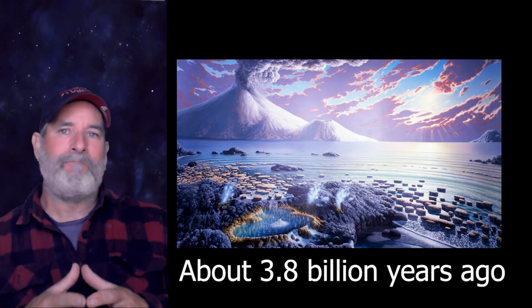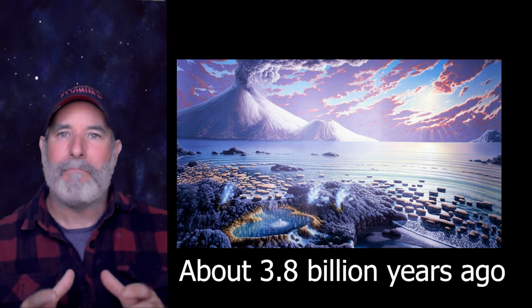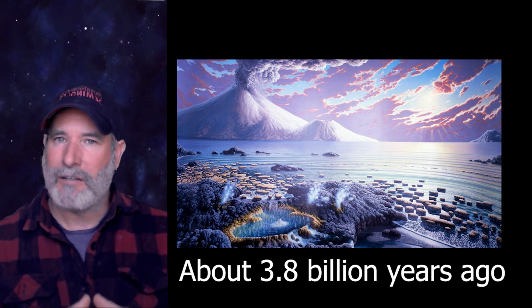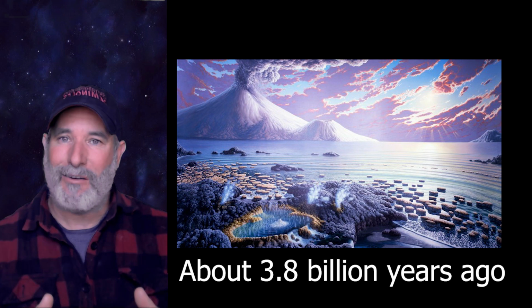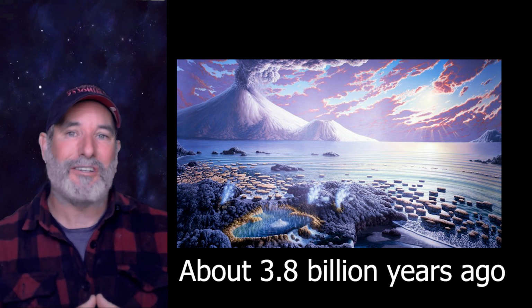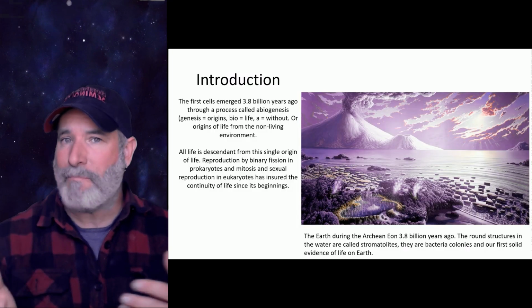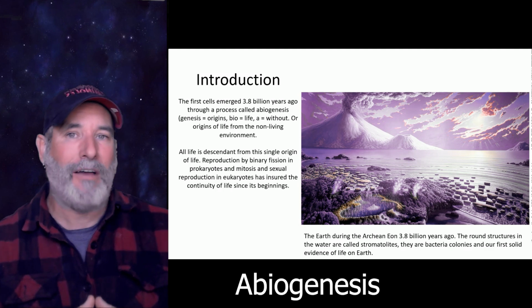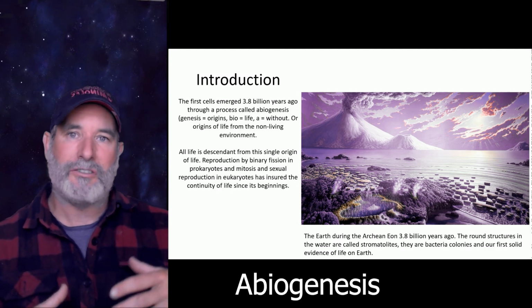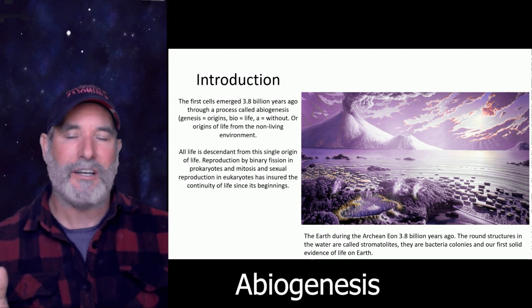So let's go back in time, way back in time. Let's go back in time about 3.8 billion years ago. It's the dawn of life. And we got our first cells. And our first cells, of course, emerged from abiotic processes. It's called abiogenesis. And they emerged from these geological processes.